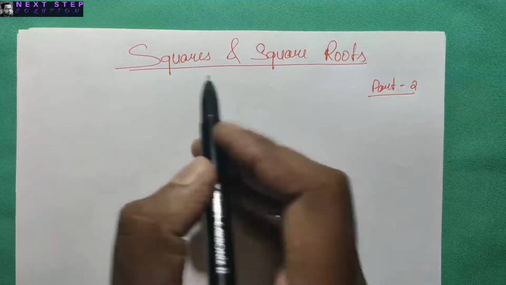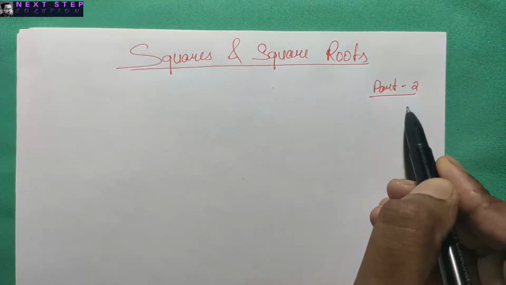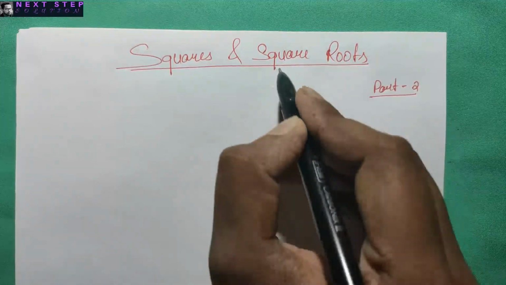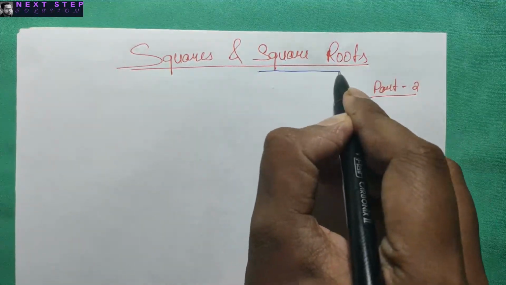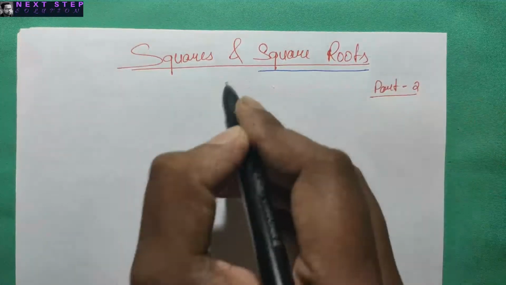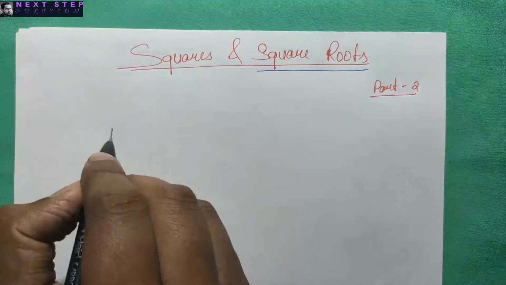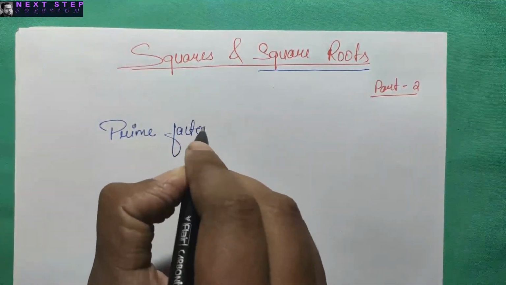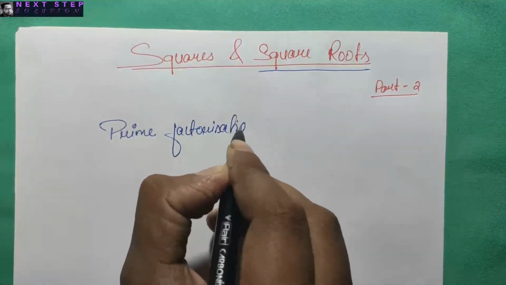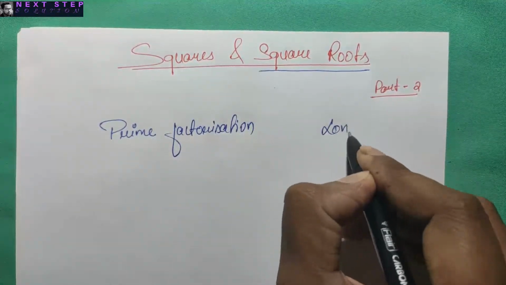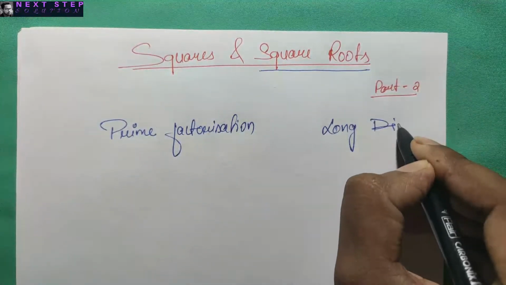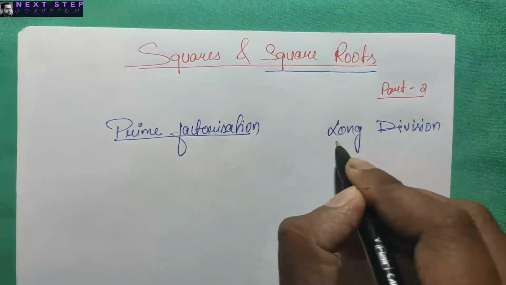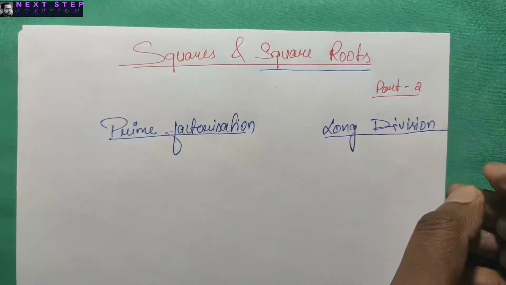Alright, today we are doing square and square root part 2. We have already studied what is square and what is square root earlier. Today we are going to solve questions related to square root. In square root we have learned two methods. The first one was prime factorization method, and the second one was long division. These two methods we are going to use to solve questions today.